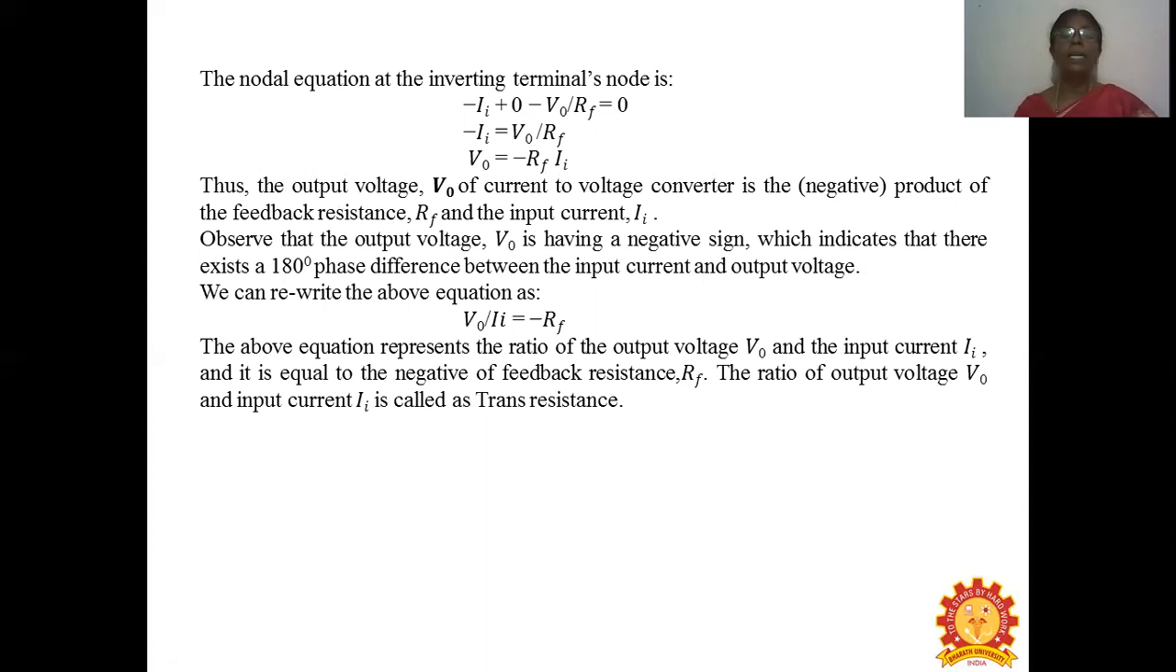So we can rewrite the above equation as V naught divided by Ii is equal to minus Rf. From this equation, the ratio of the output voltage V naught and the input current Ii is equal to the negative of the feedback resistance Rf. The ratio of output voltage to input current is called transresistance.